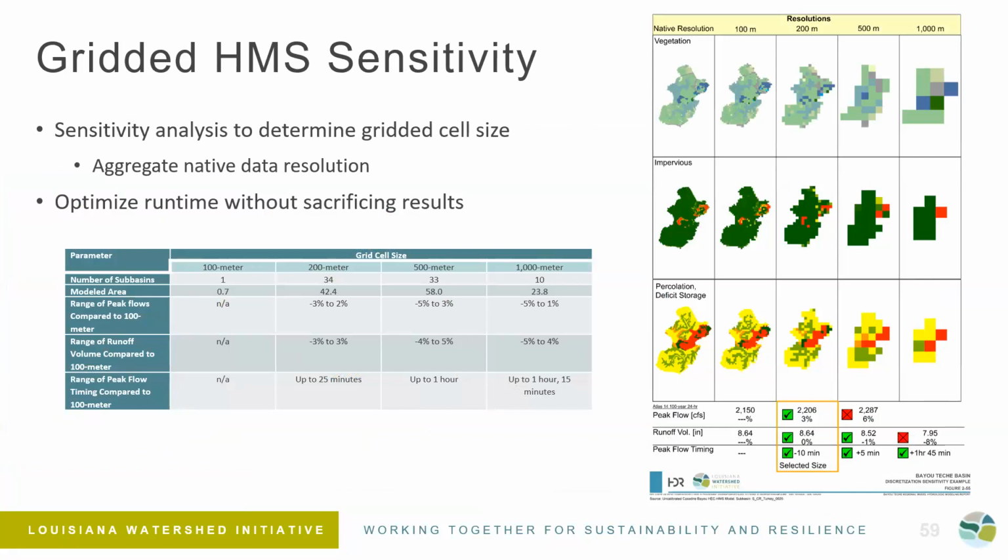We did do some gridded sensitivity. Essentially, you take some native resolution data. It's going to be in some like 10-meter resolution. That's not necessarily efficient as far as model runs go. So we did do some sensitivity to kind of optimize the results to ensure faster runtimes, I should say, while not losing quality of results. So you can see this is kind of the difference of taking native resolution, going to 100 meters, all the way to 1,000 meters. It's basically taking 100-meter squares all the way to 1,000-meter squares. And this is where the simplifications and things like that occur.